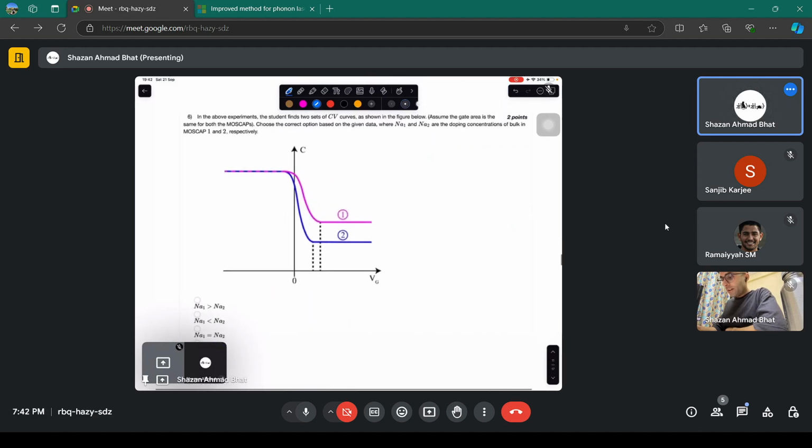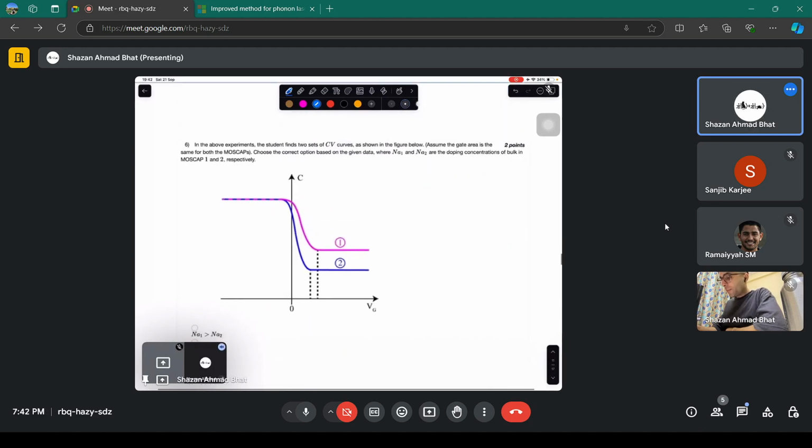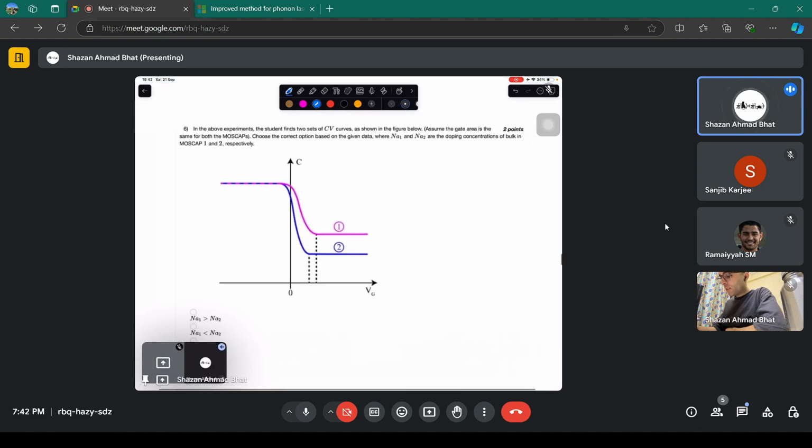Okay. Now moving on to question 6. The question is: given that a student finds CVs. He gets two CVs when he does the measurement, and he finds these two CVs shifted in the y-axis and also in the x-axis. This particular one has one threshold voltage, this particular one has a second threshold voltage. So two different threshold voltages.